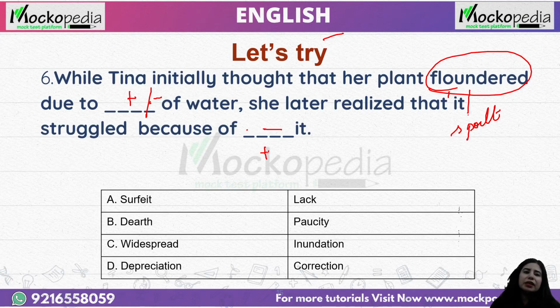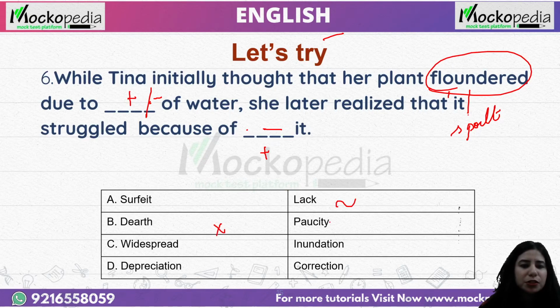So how can we reach the right answer, that what combination would be fitting in? There would be just one of the options that would be available in terms of combinations. So let's quickly explore. We have surfeit, which means abundance, and lack. So this fits in. These are two opposite sets, so we can possibly keep.